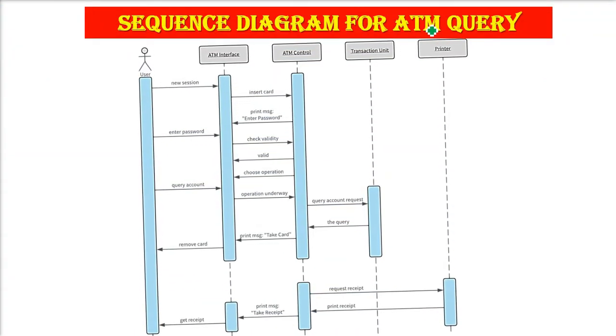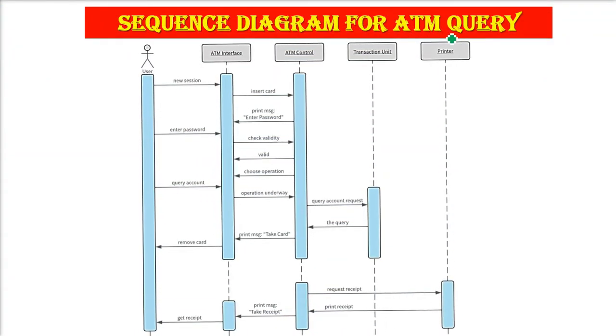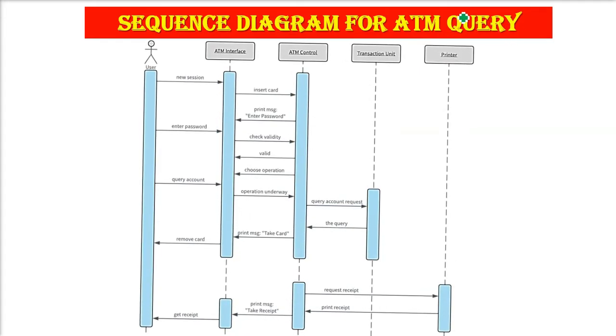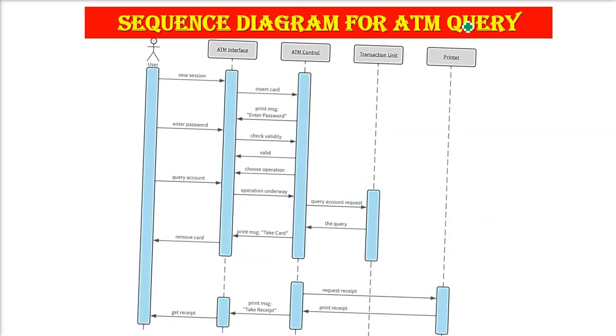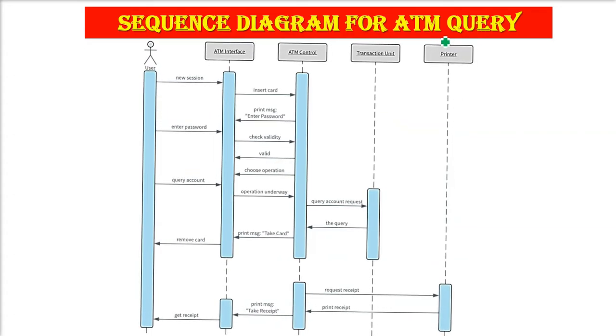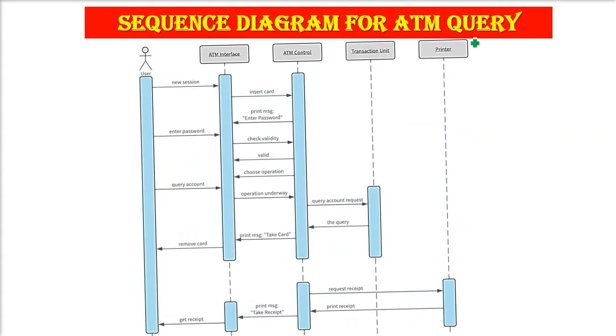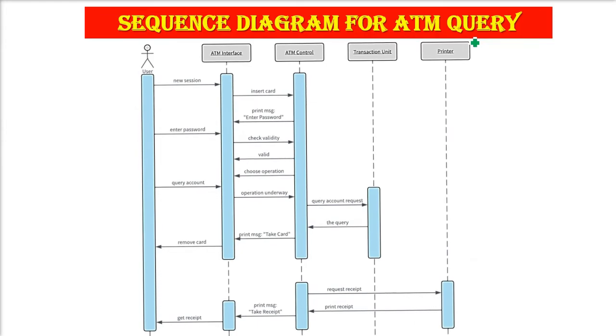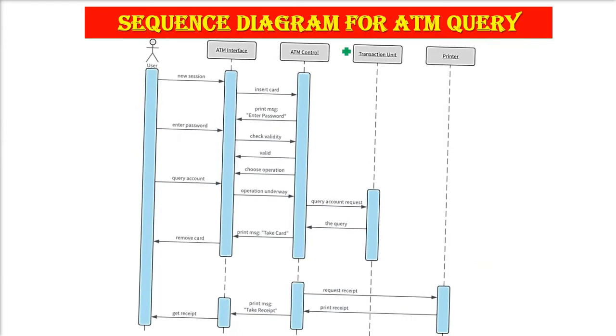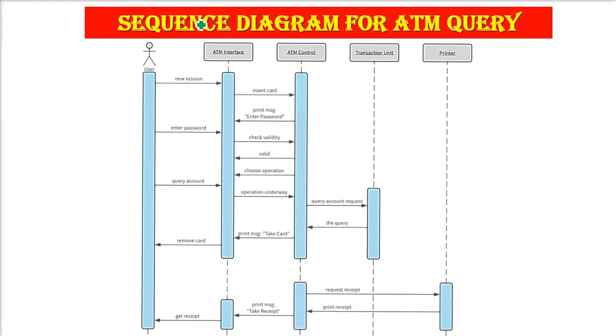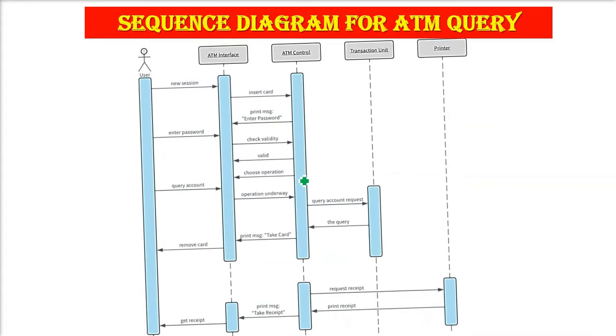Automatic teller machine, or ATM. Whenever we go to this ATM, there are certain activities we can do. For example, a simple query of the balance. We can withdraw an amount, we can change the pin. There are so many activities which we can do. So we are going to see the sequence diagram for an ATM query.